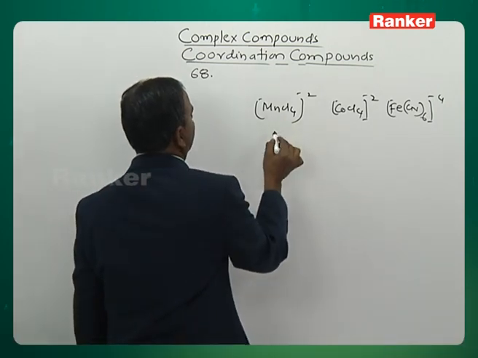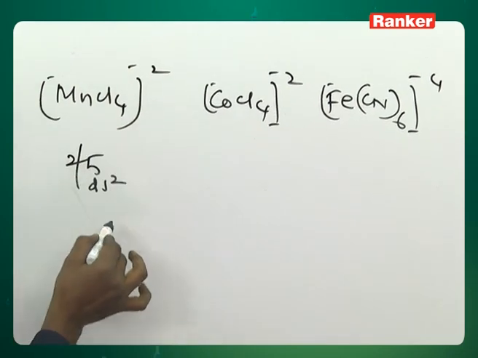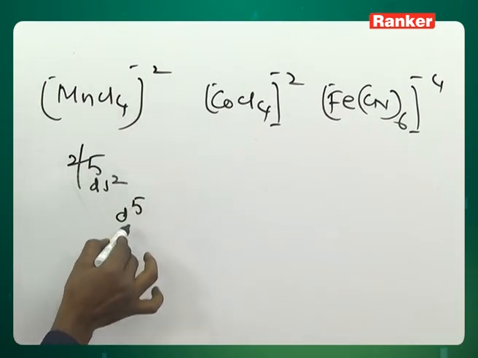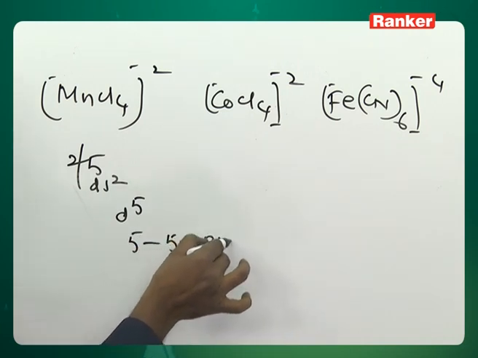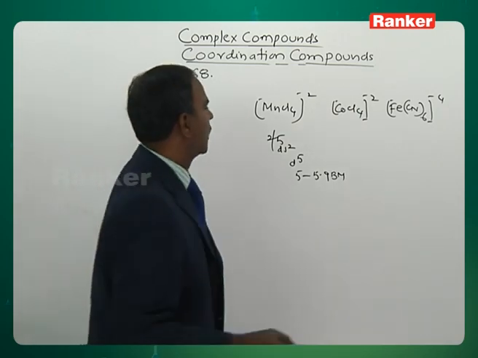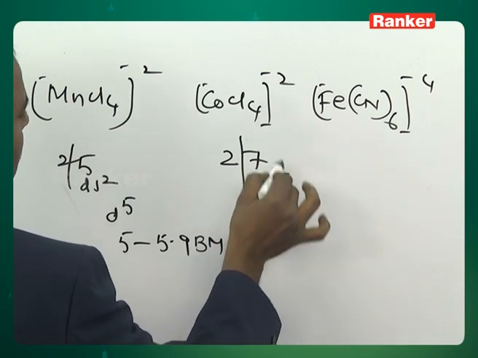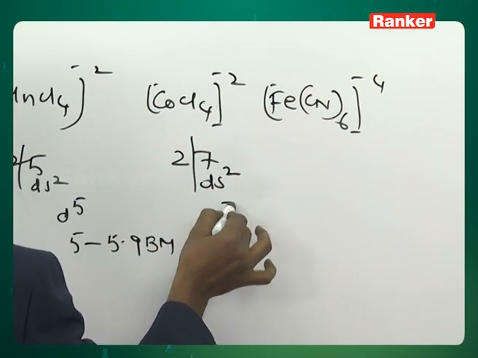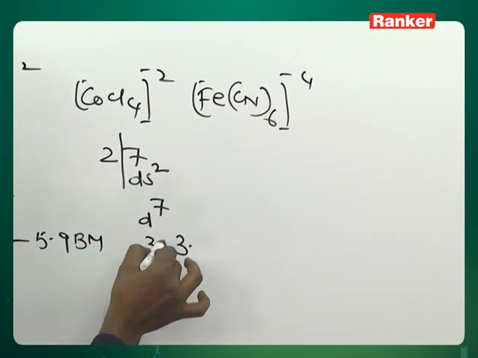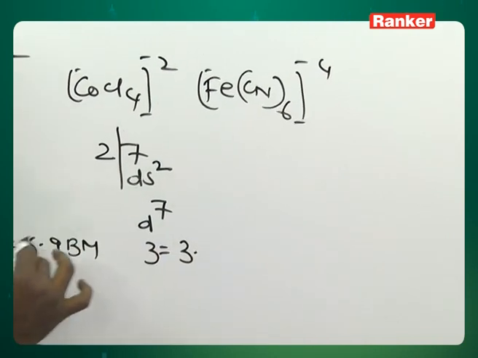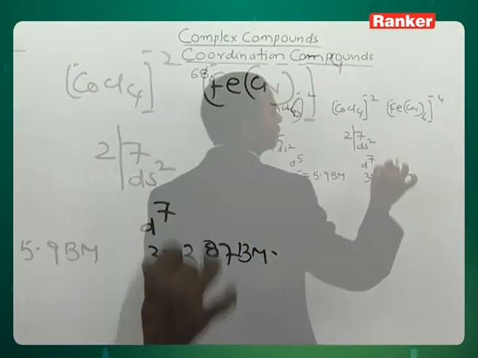See here, Mn is what you know, it is 25. 25 means d5 s2. Then +2 means d5. D5 means it is having what? 5 unpaired electrons. Its magnetic moment coming to be 5.9 BM. First one is 5.9. Coming to cobalt, it is 27. 27 means d7 s2, +2 oxidation number, remaining d7. D7 means how many unpaired electrons? 3. The magnetic moment coming to be 3.87 BM.